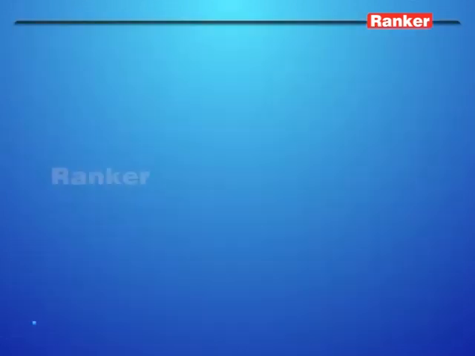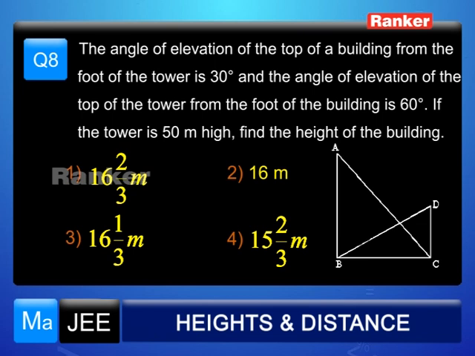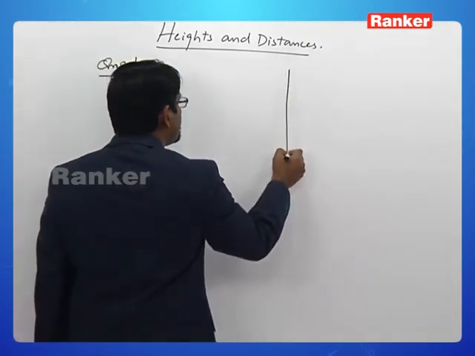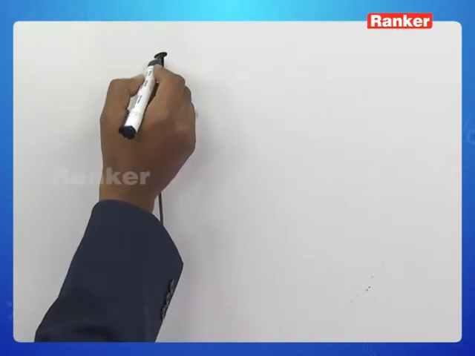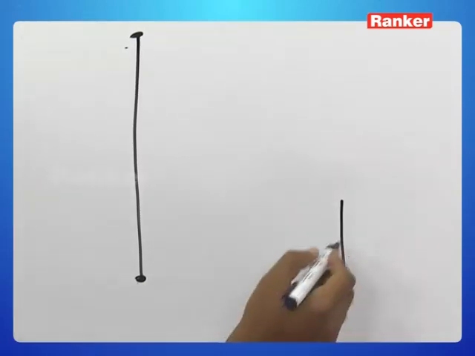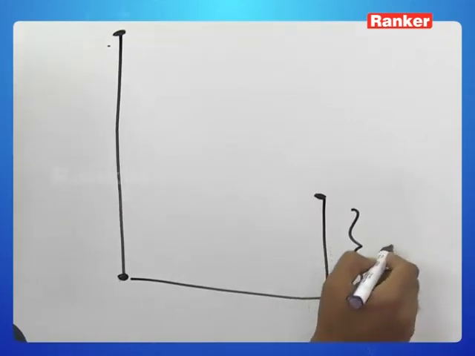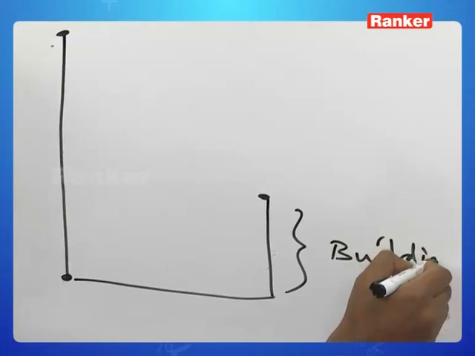Okay, let's move to the next question. Question number 8. The angle of elevation of the top of a building from the foot of the tower is 30 degrees, and the angle of elevation of the top of the tower from the foot of the building is 60 degrees. If the tower is 50 meters high, find the height of the building. We have a tower here and we have a building here.